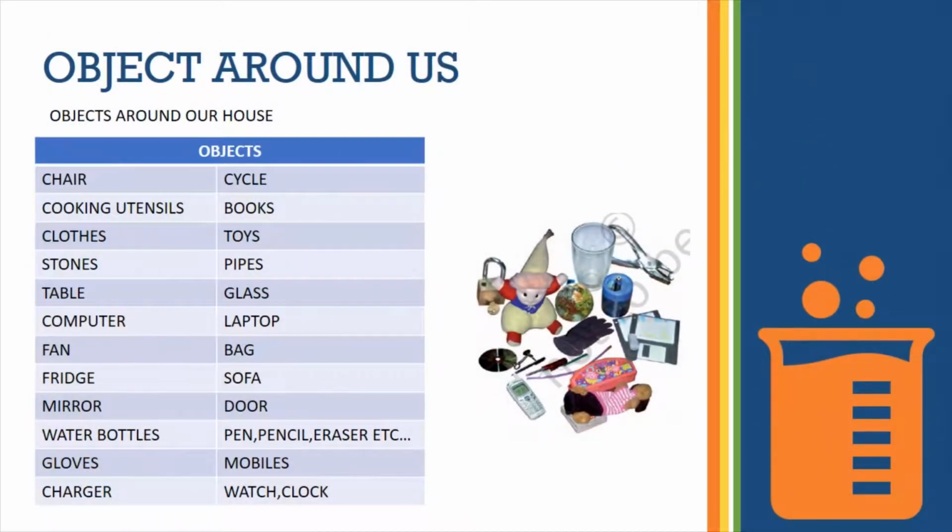Objects around us. We can see different varieties of objects around us every day. For example, in our house, we can see objects like chair, cycle, books, toys, glass, laptop, bag, sofa, door, fan, fridge, water bottle, table, and mobiles. All these objects are present inside our house. What are the objects that are present outside our house? You could say objects like wall, trees, road, doors, etc.